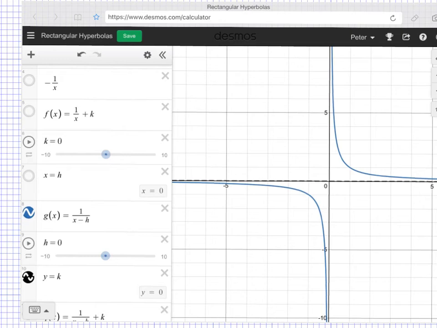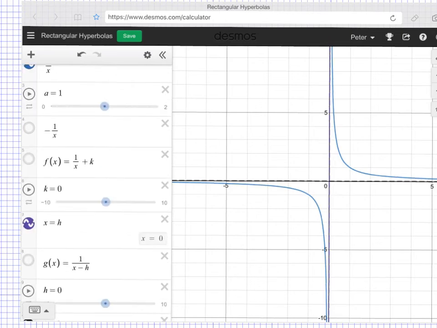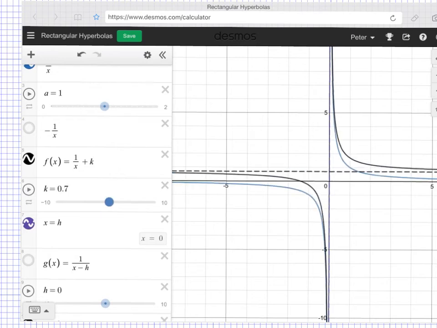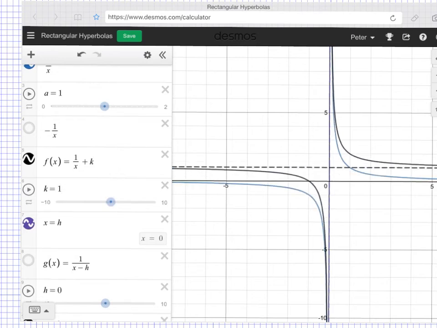All right, so I'm going to turn on these. These are vertical and horizontal lines. Now normally for the 1 on x hyperbola, they sit at the x-axis and the y-axis. All right, but if I move the hyperbola up or down, we can see here that now it crosses the x-axis. So what has happened here is we've moved it up or down, and the asymptote has also moved up or down.